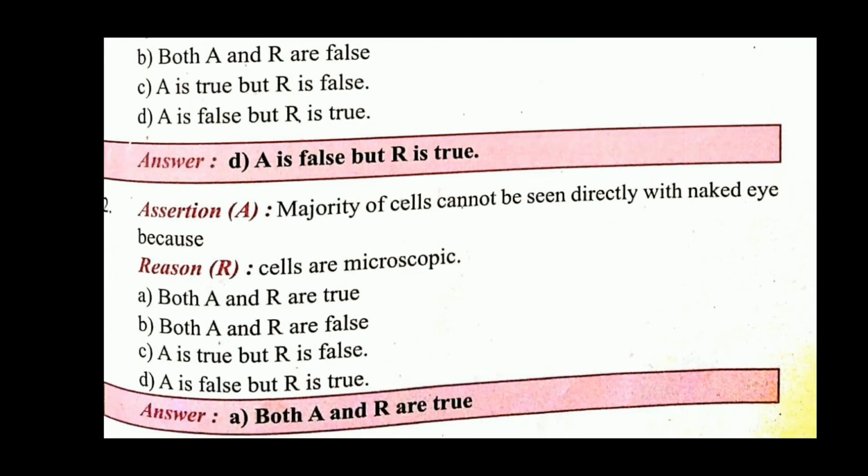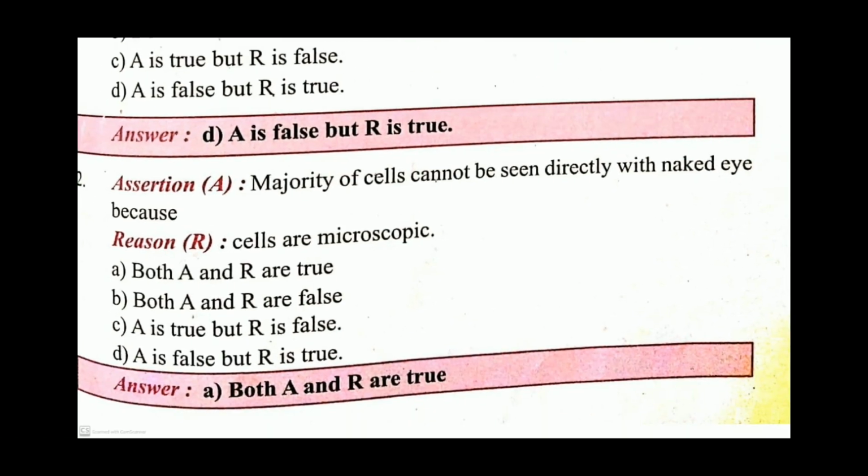And the second one is assertion. Majority of cells cannot be seen directly with naked eye because reason, cells are microscopic. Both statements are true. So what will be your answer? Both A and R are true.